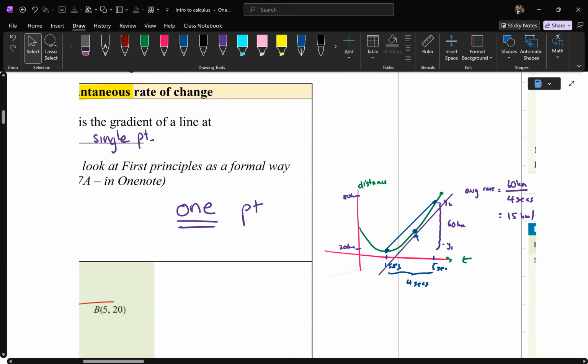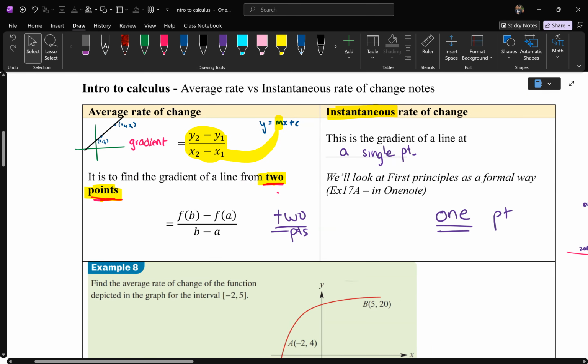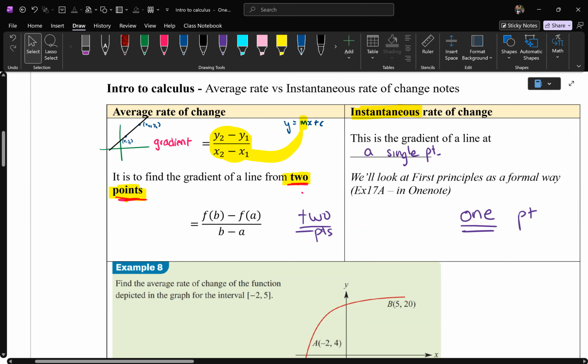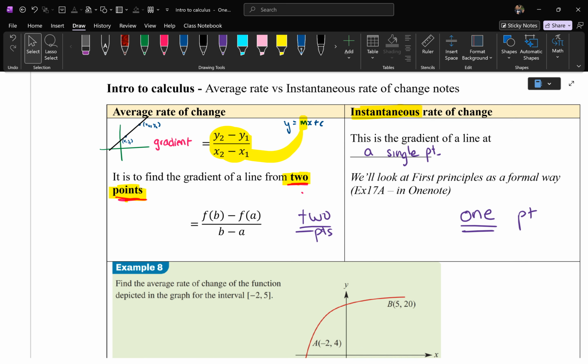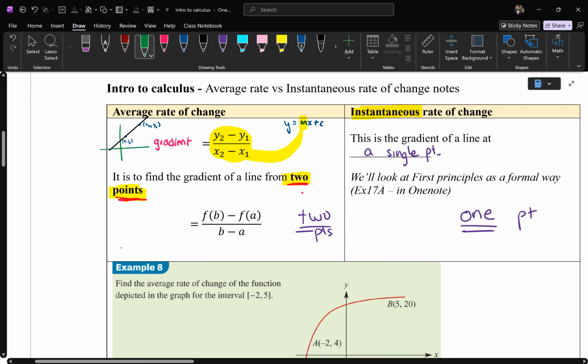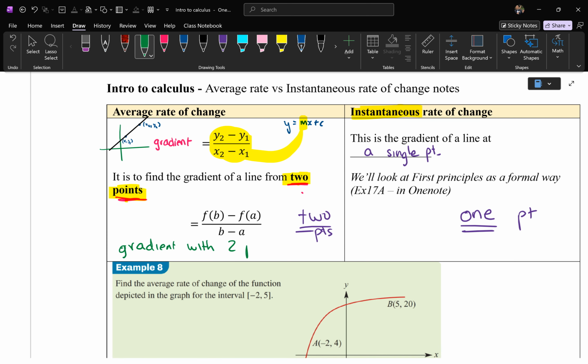Yeah? All right. So what do you take out of my explanation? 2 things. 1, this is year 9 stuff. Average rate of change just means gradient using 2 points. Instantaneous rate of change just means finding the gradient with 1 point. Does that make sense? So if you were to write your own notes right now, just right here, gradient with 2 points. That's pretty much what I'm trying to say. And this one, gradient with 1 point. That's all it is.